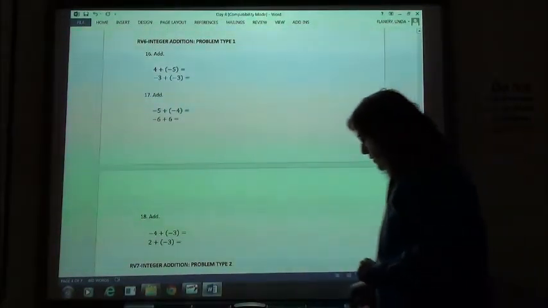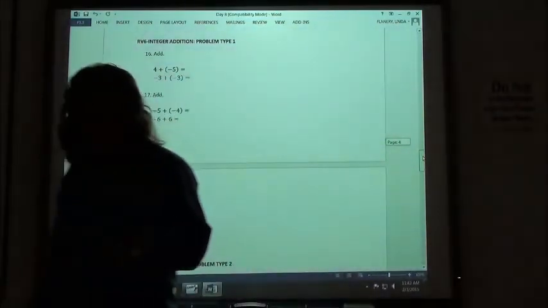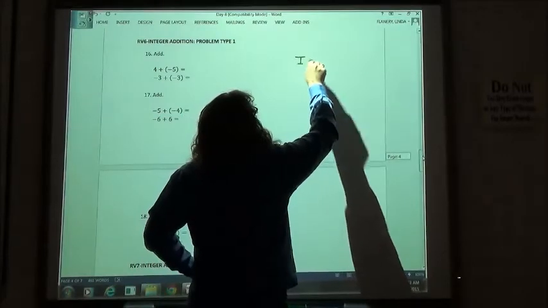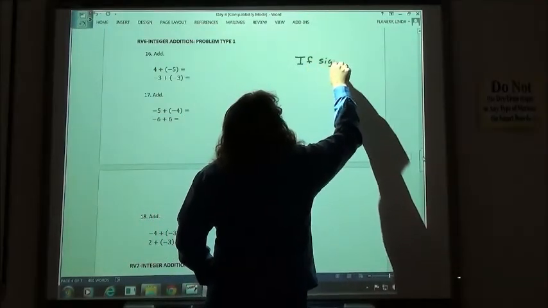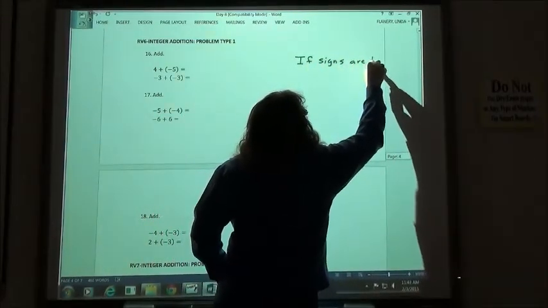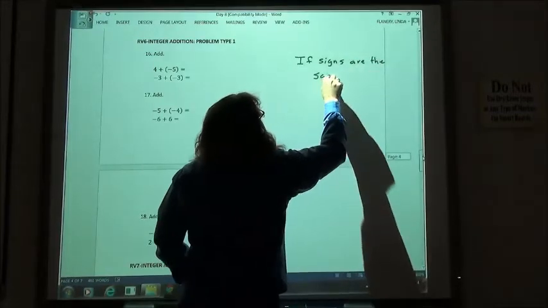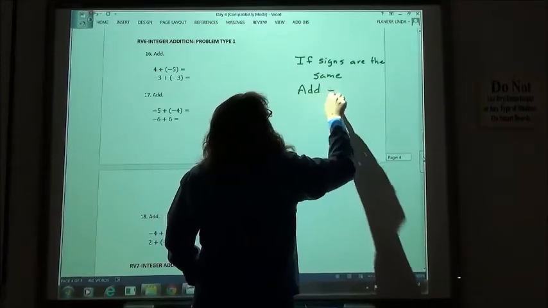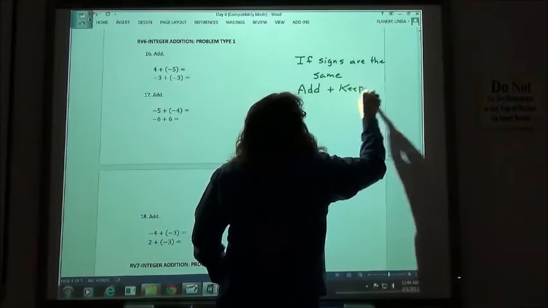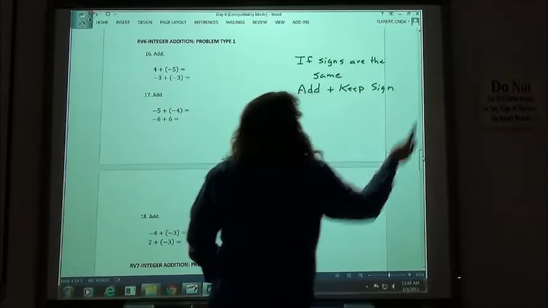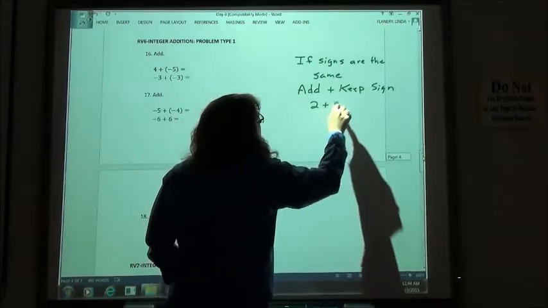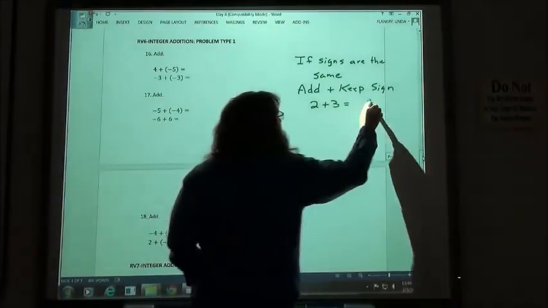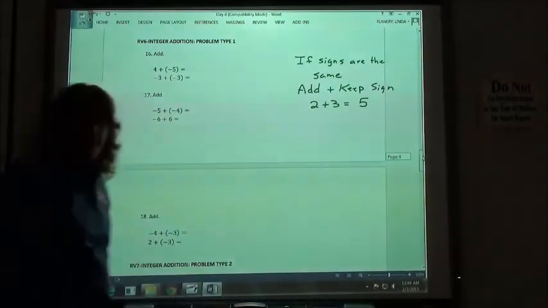Adding integers. Adding positive and negative numbers. Your rules are, if the signs are the same, add and keep the sign. We know that if we take 2 plus 3, those are both positive. 2 plus 3, we add, is 5, and we keep the sign.